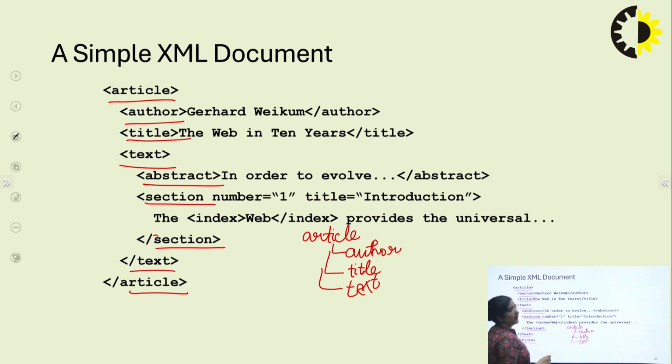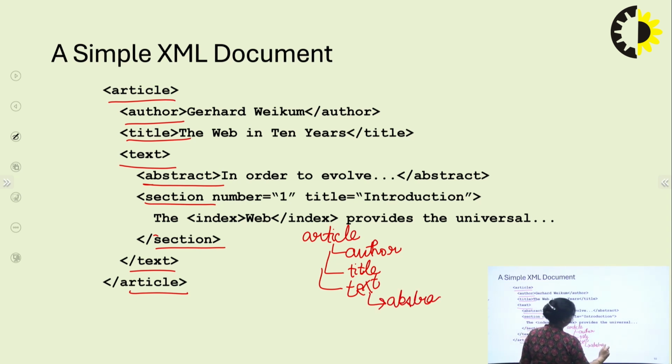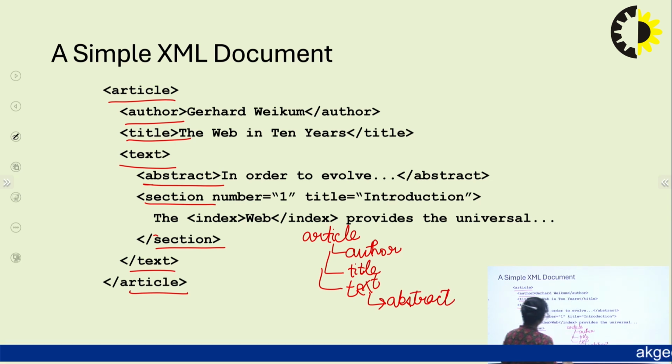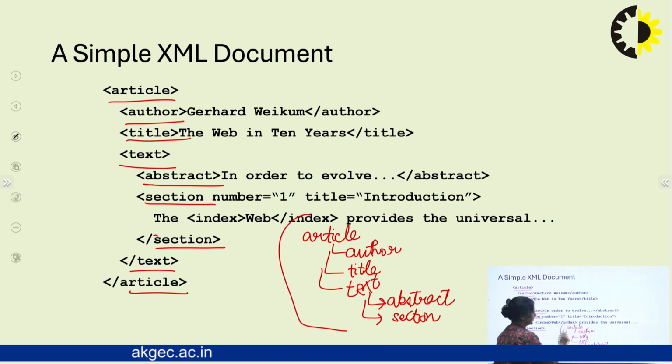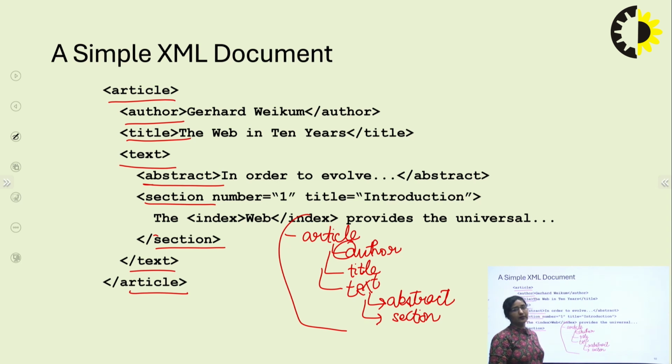In the text tag, we are having further subtags like abstract, and section, and finally the section is closed and the text is closed. So this is the final outline of this XML document. So what we can see over here, in a main tag we can have subtags, in subtags also we can have subtags. So this is the full scenario of this XML document.